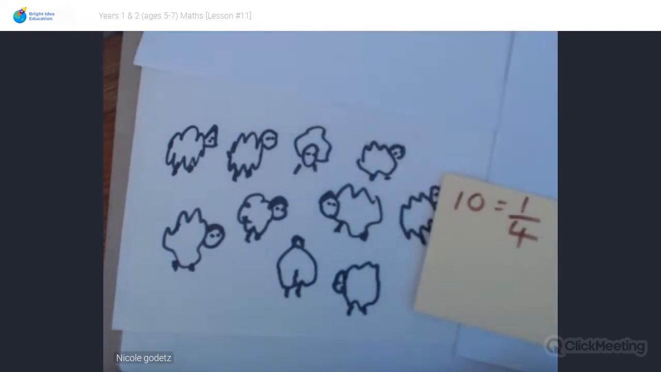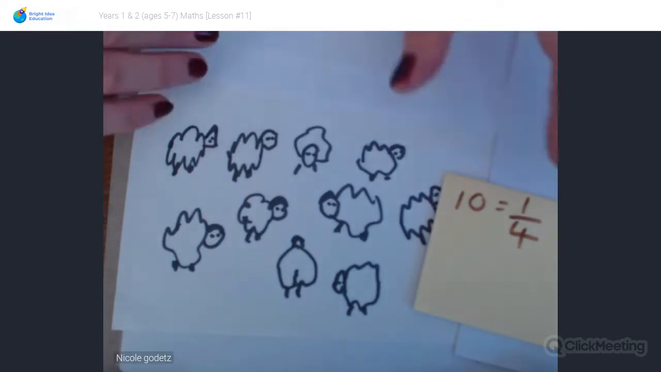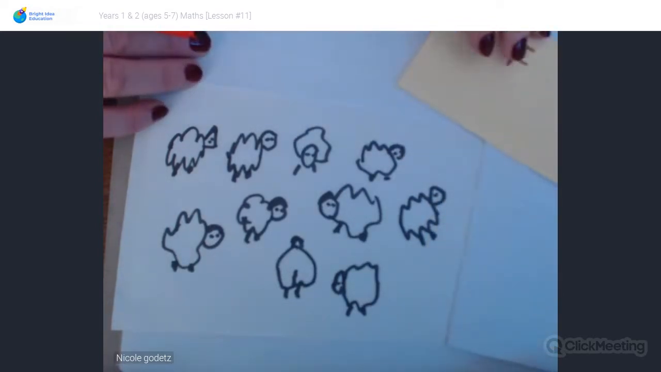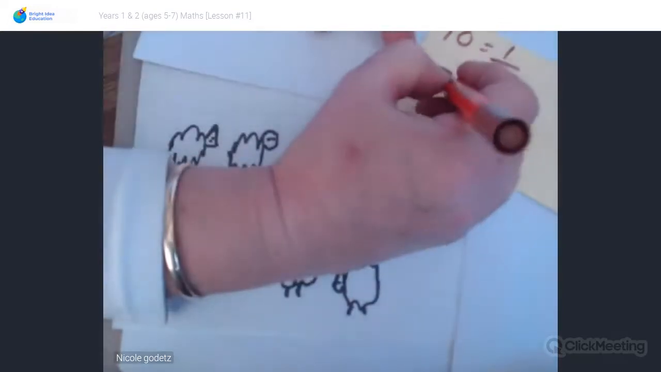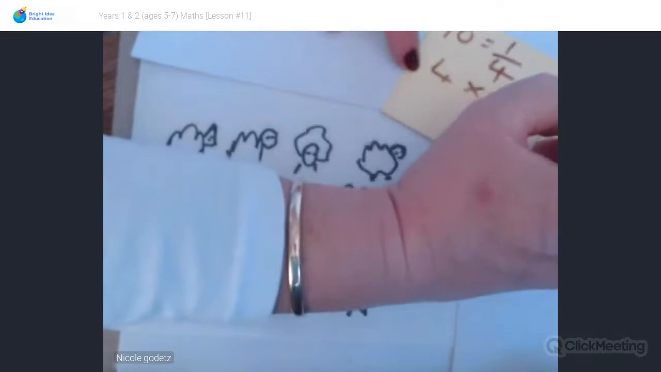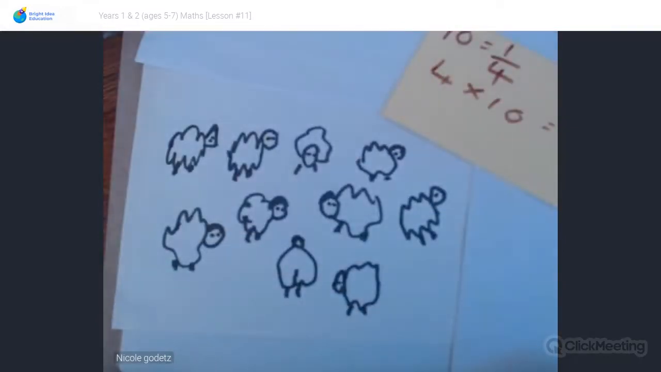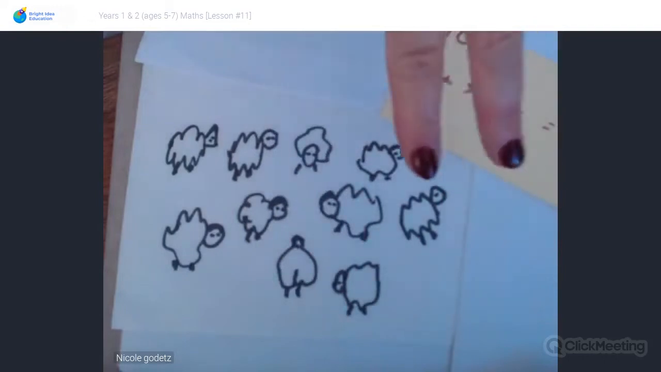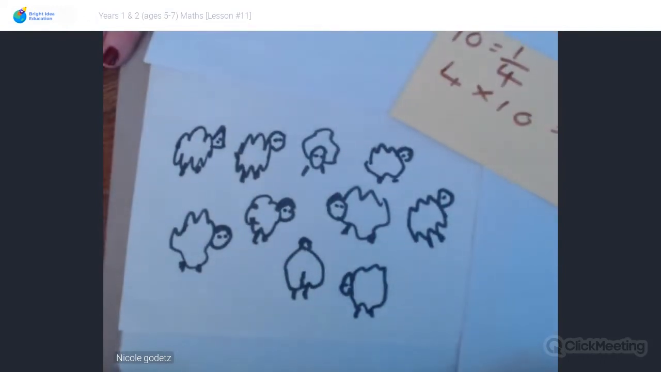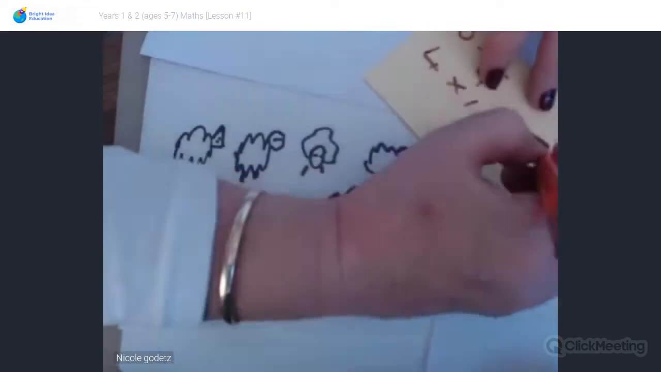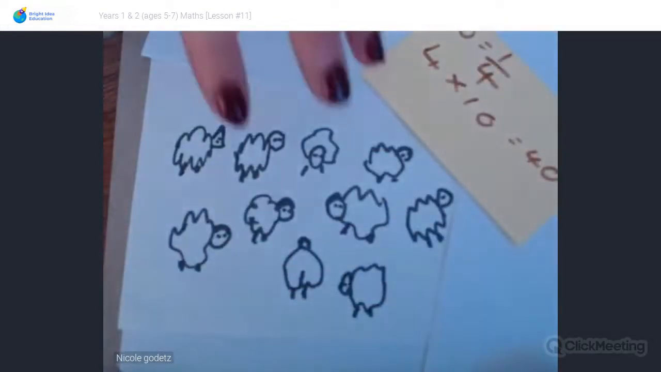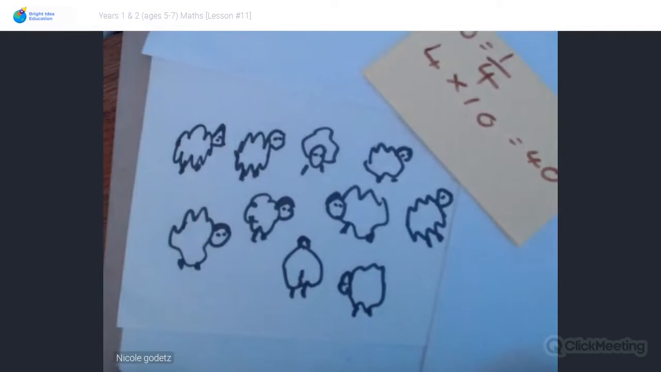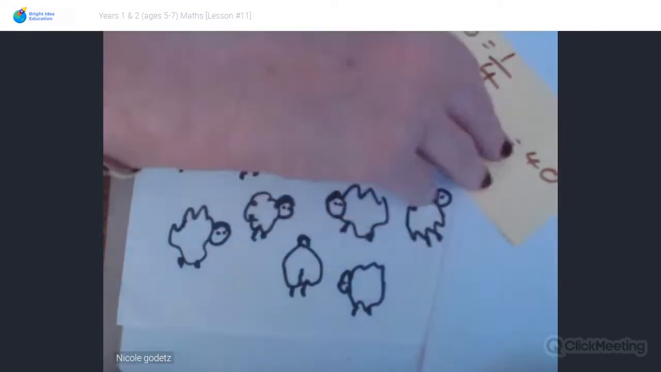I was thinking then, why am I multiplying by 8? That's a bit tricky for year 1 and year 2. And I thought, well, let's help them out. Well, I'm not multiplying by 8, because actually you have 10. So 10 is 1/4, much easier. So we need 4 lots of 10. What is 4 times 10? 4 10s, 10, 20, 30, 40. Well done. 10 multiplied by 4 is 40. So if that is the quarter of sheep, then Farmer Jill has 40 sheep in total.